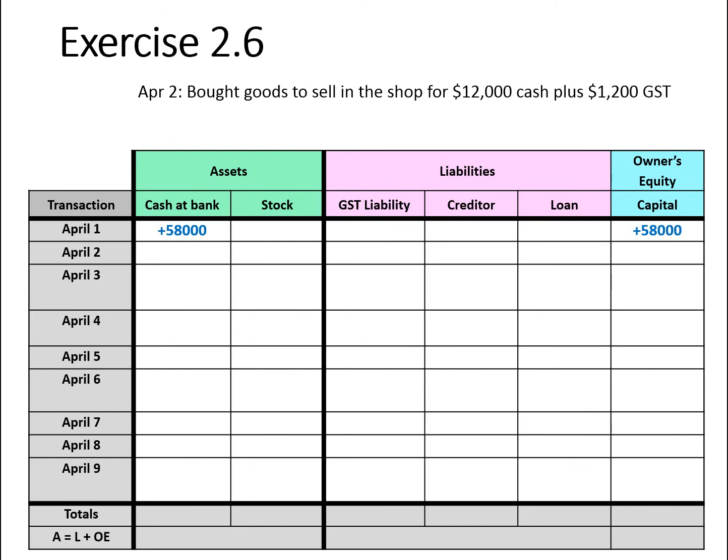April the 2nd, bought goods to sell in the shop for $12,000 cash plus GST. So this is just saying we bought goods to sell, they haven't actually been sold. So the business has more inventory. It's been charged GST, which reduces our liability, and then we need to factor in how was this paid for. It was paid with cash, so cash will decrease $13,200.